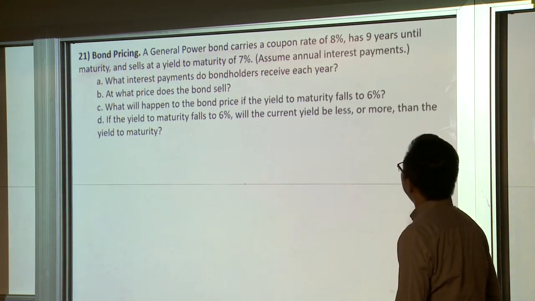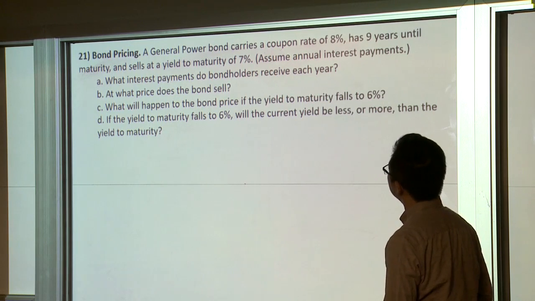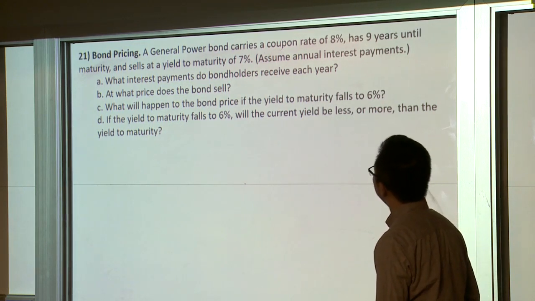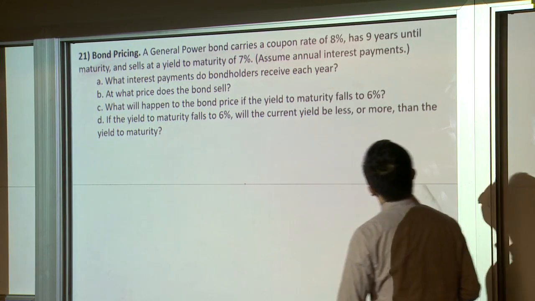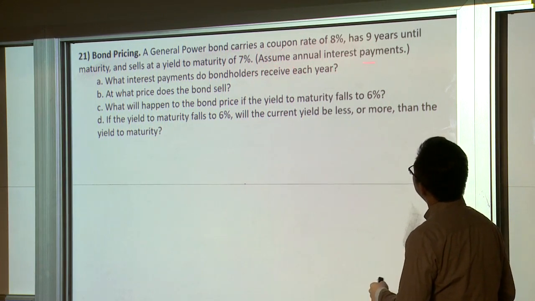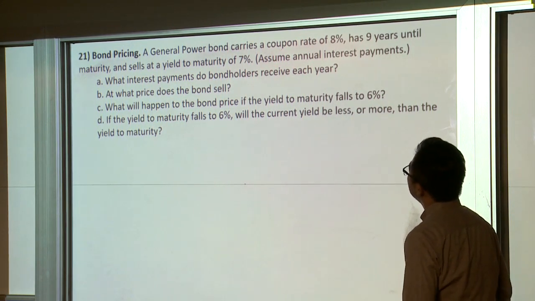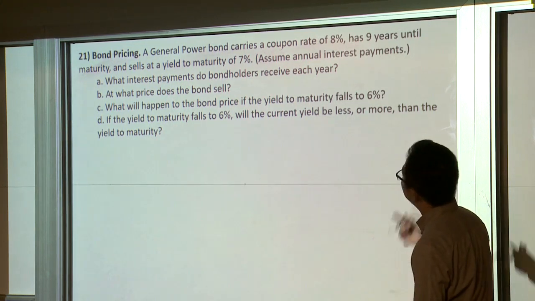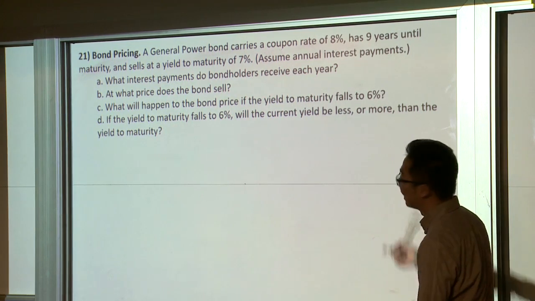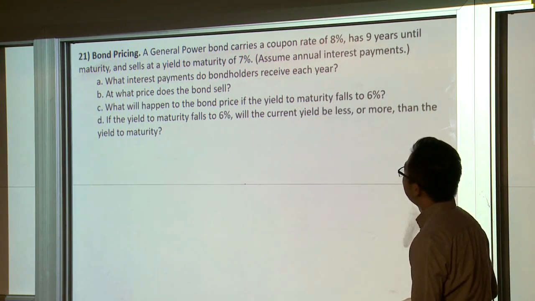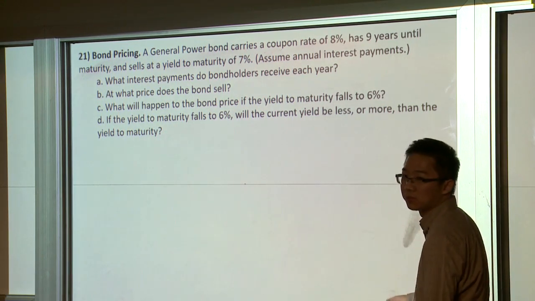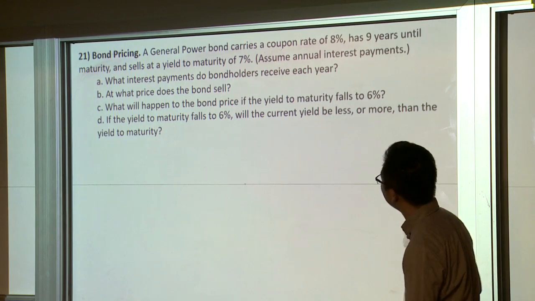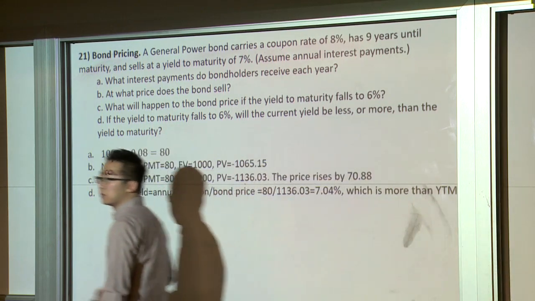Question 21. A General Power bond carries a coupon rate of 8%, has 9 years until maturity, and sells at a yield to maturity of 7%. Assume an annual interest payment. So what interest payment do bondholders receive each year? Coupon rate 8%, $80, right? At what price does the bond sell? We're going to use calculators. So what are the variables that we know?